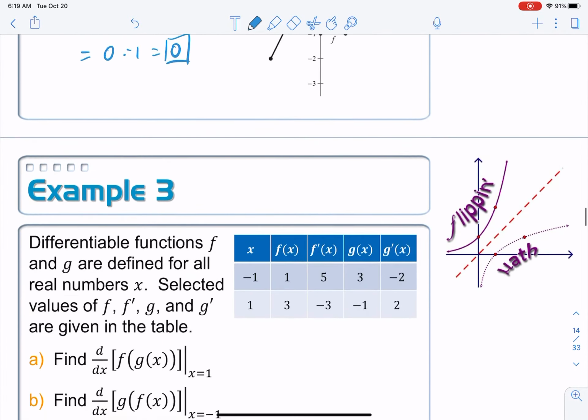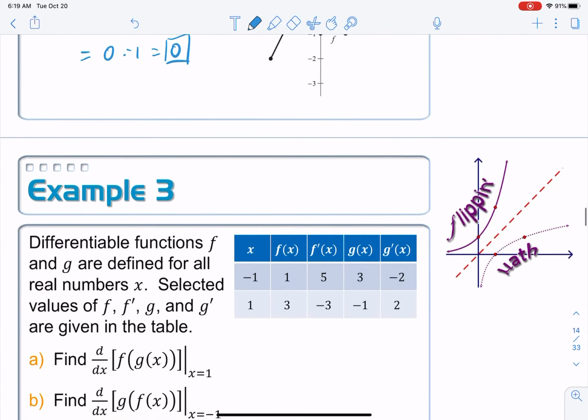All right, let's look at the same kind of thing, except with a table of values, sort of like we did for the product rule and the quotient rule. I may not have enough space here, so let me put in an extra page. There we go. In our table of values, we've got f of x, g of x, together with the derivatives of each of those functions at specifically negative 1 and 1. We want to find the derivative with respect to x of f composed with g of x at 1, and then do the reverse. So let's find part A first. Makes sense?